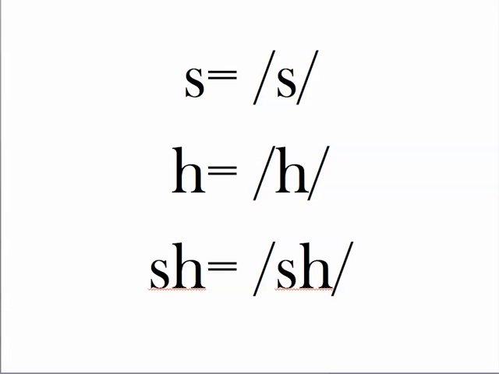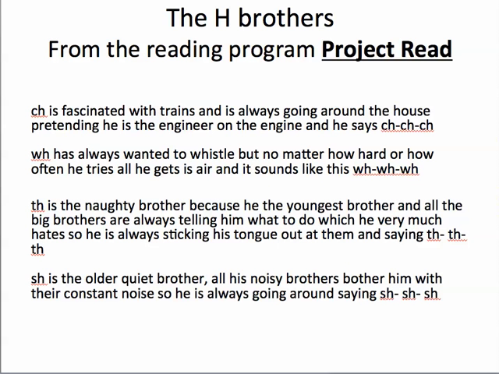Project Read teaches the H brothers. CH is fascinated with trains and is always going around the house pretending that he is an engineer or on the engine, and he says ch, ch, ch. WH is a brother who's always wanted to whistle, but no matter how hard or how often he tries, all he gets is air, and he sounds like wh, wh, wh.